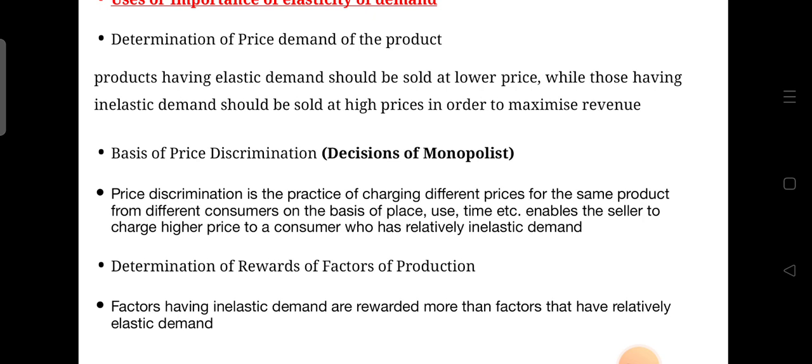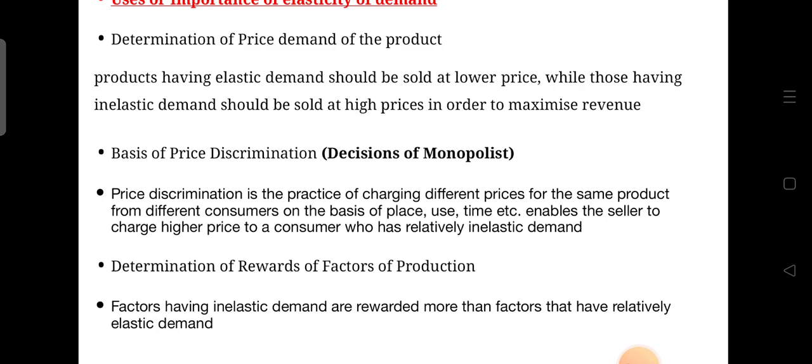Next one is determination of rewards of factors of production. The concept of elasticity of demand also influences the determination of rewards for factors of production in the private enterprise economy. If the demand for labor in the particular industry is relatively inelastic, it will be easier for the trade union to get their wages raised. The same remarks apply to other factors of production whose demands are relatively inelastic. And the next one is government policies of taxation. The concept of elasticity of demand also proves helpful to the government in the formulation of its economic and taxation policies. The finance minister has to consider the nature of elasticity of demand for the commodity before levying an excise tax on it.